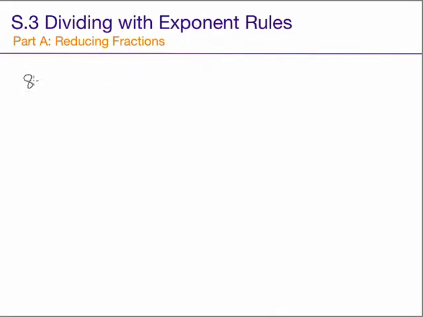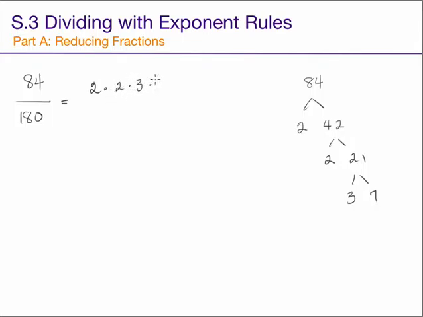If you have a fraction, like 84 over 180, you can reduce that fraction by looking for factors that are common to the top and the bottom of the fraction. One way to do this would be to say 84 can be written as 2 times 42. 42 can be written as 2 times 21. And 21 can be written as 3 times 7. So I can write the numerator of this fraction as 2 times 2 times 3 times 7.